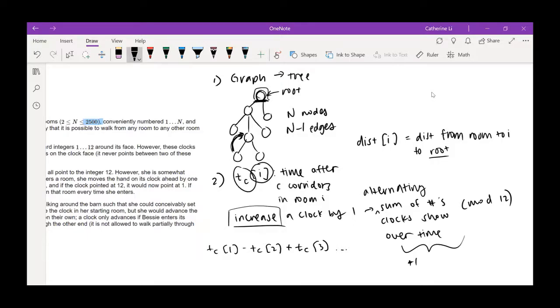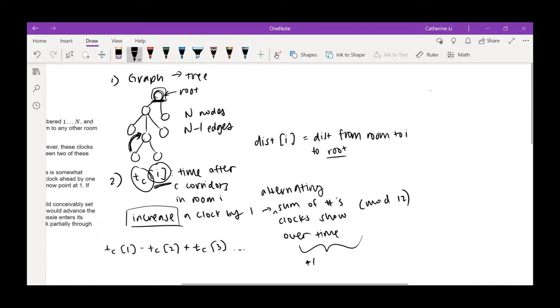So basically we're just going to add all of the T_C of i's that are even distances away from the root and then subtract those that are odd distances away from the root. And you'll see how this is helpful in a second.